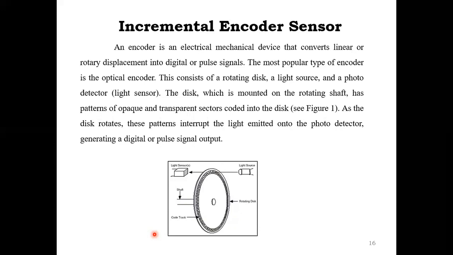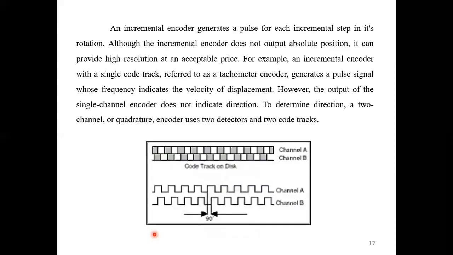Okay, this disc, which is mounted on the rotating shaft, has patterns of transparent sectors coded on the disc. As the disc rotates, this pattern interrupts the light emitted onto the photo detector, generating a digital pulse signal output. It is the incremental code output pulse. An incremental encoder generates a pulse for an incremental step in its rotation. It is the main concept.